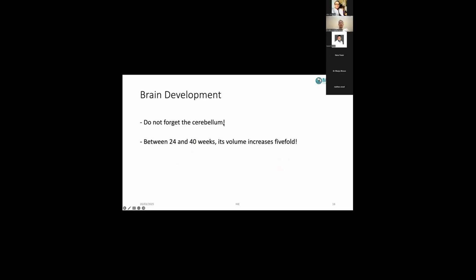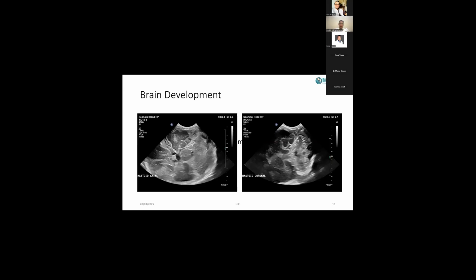And just be mindful that the cerebellum grows in leaps and bounds from 24 to 40 weeks. Its volume increases by 5-fold. So this is an important bit. And I was glad to see that people are talking about the mastoid views. Just to show you the image of the cerebellum, and this is the mastoid axial view.